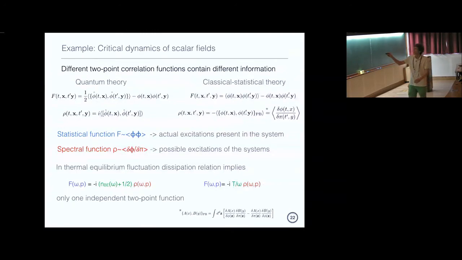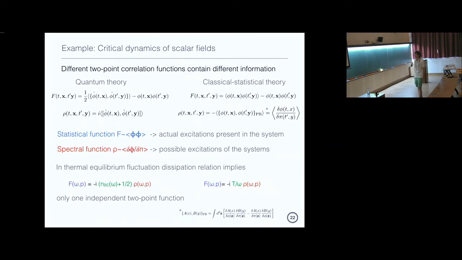Then on the other hand, we have this other object here, which is called the statistical correlation function, F. And there we have the anti-commutator of the fields. Now, of course, in the classical statistical theory, fields are fields, right? They're not operators, so they commute. So one half times the anti-commutator simply maps to the product of the fields, right? And so that characterizes the fluctuations of the fields that are present in the system, and in particular, how the fluctuations at one time and one position are correlated with the fluctuations at another time and another position. This is also the reason that we subtract the average field value here, to really get at the properties of the fluctuation. So the important message here is that the statistical function F gives us the actual excitations that are present in the system, whereas the spectral function rho characterizes possible excitation modes of the system that we could excite.